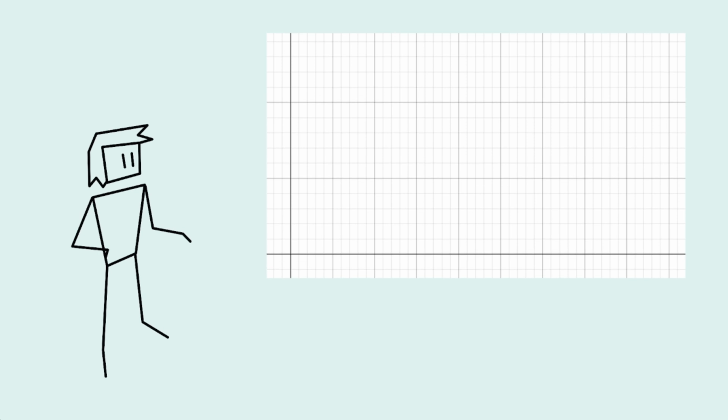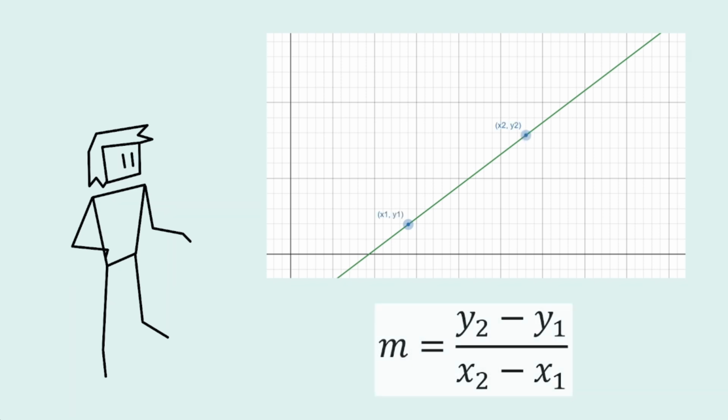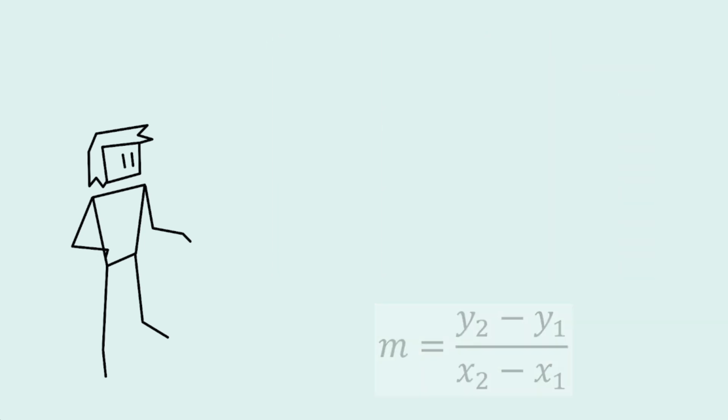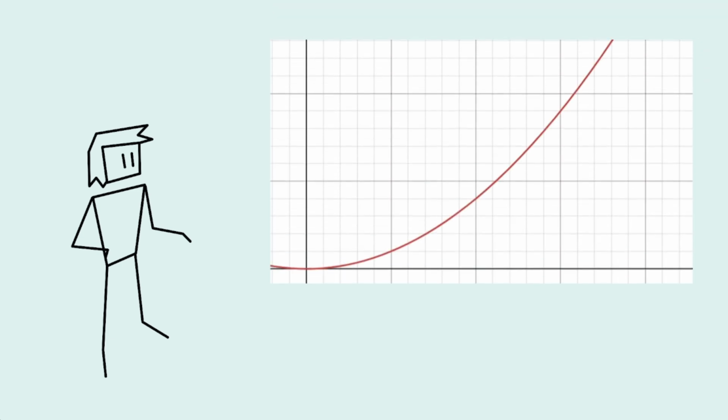So we know that if you want to find the gradient of a straight line, we just put 2 points on the line. It doesn't really matter where. And we can use this formula, the change in y over the change in x, to find the gradient. Well, we can roughly do the same for this curve by simply putting 2 points on the curve and using the formula to find the gradient between those 2 points.